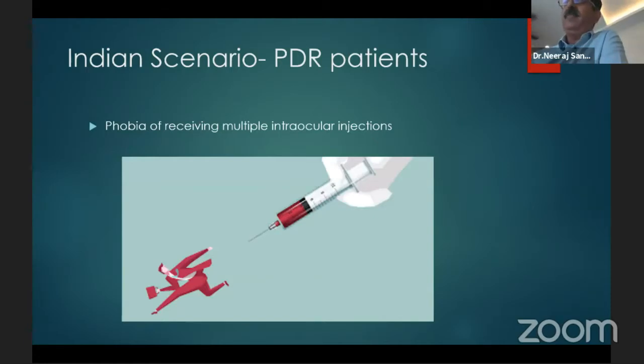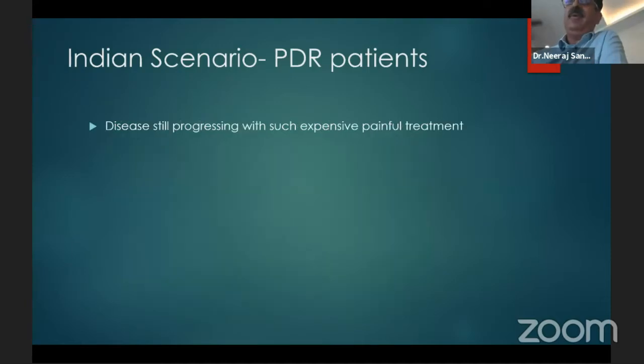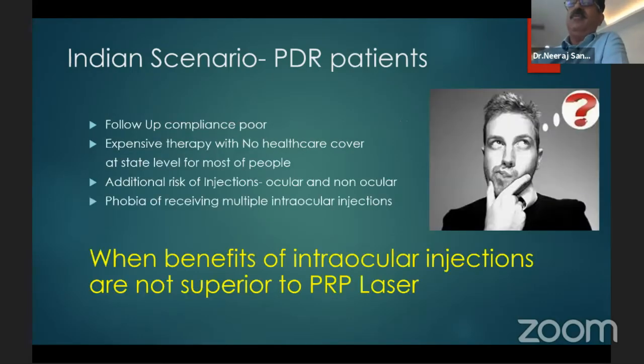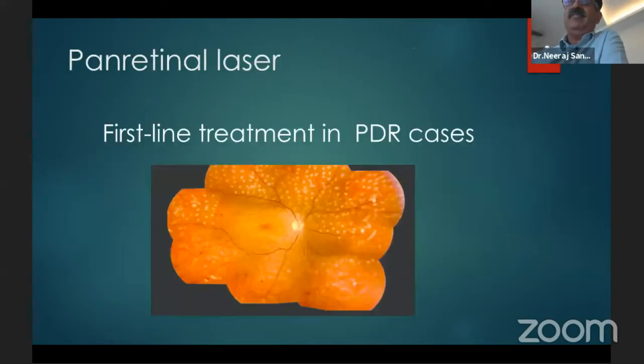And even the phobia of multiple injections is always there. Patient starts to run away, and there is risk of endophthalmitis. And another thing, this is still progressing despite such expensive treatment. So your compliance is poor, expensive therapy with no health cover, additional risk of injection, phobia of receiving injection. So all this, I think it doesn't warrant giving anti-VEGF injection in such a scenario.